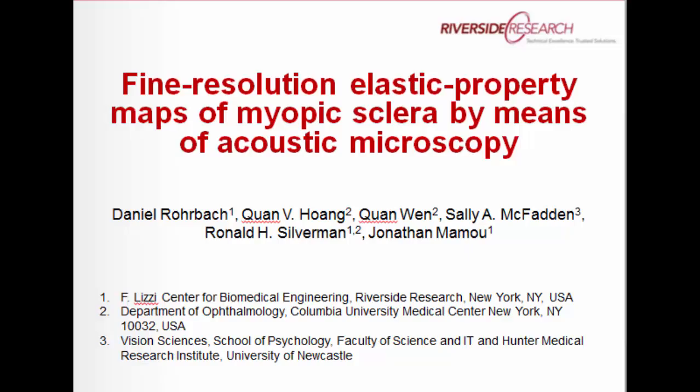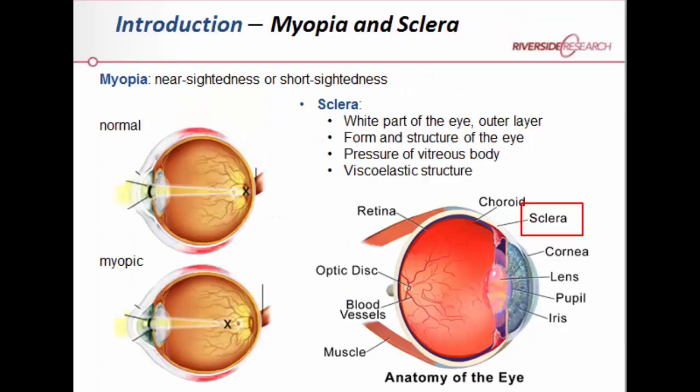Introduction. So the main target of these studies was myopia. Well, myopia is also called nearsightedness or short-sightedness. And if you compare a myopic eye to a normal eye, what we would see is that under myopia the eye is getting longer, and this causes the focal spot to be in front of the retina.